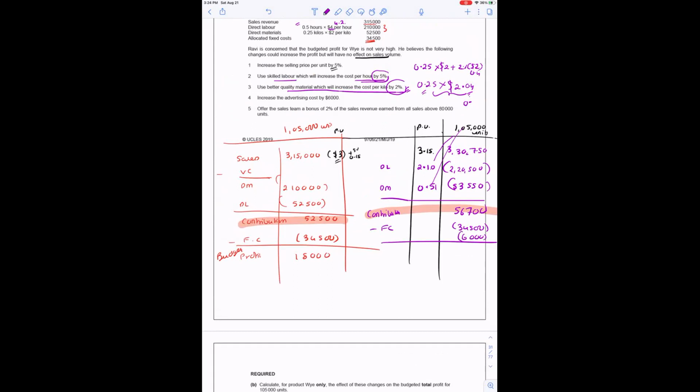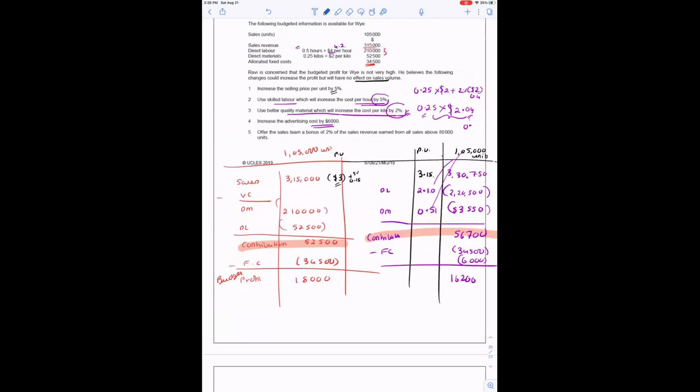So 56,700 minus 34,500 minus 6,000. So you're getting a profit of 16,200. If now increase the advertisement cost by 6,000. Over and above this, you also supposed to give your sales team a bonus of 2% of the sales revenue from all sales above 80,000.